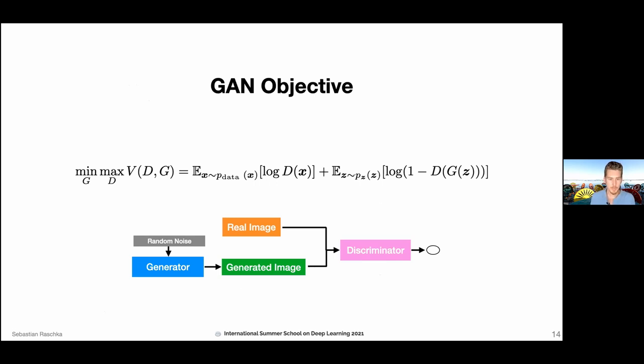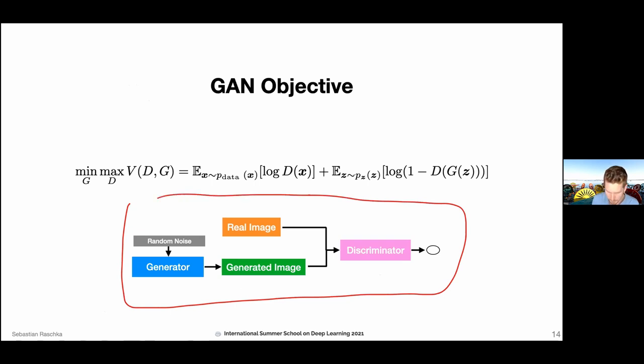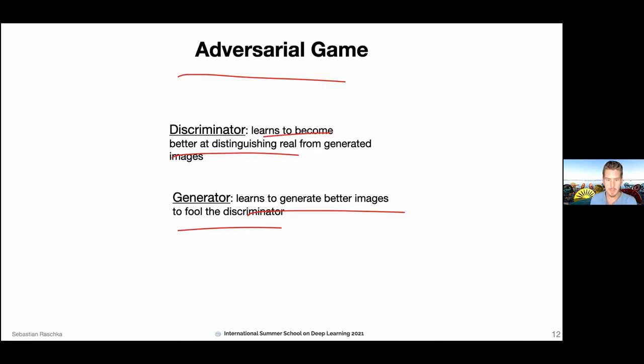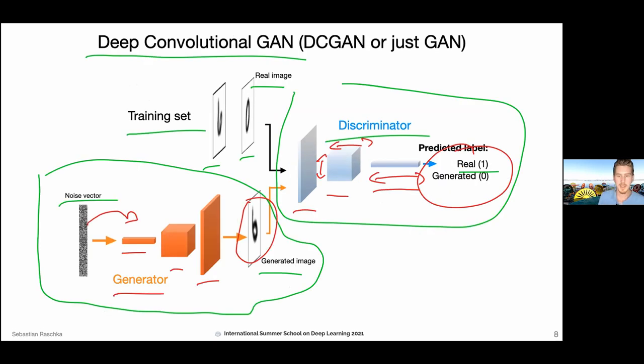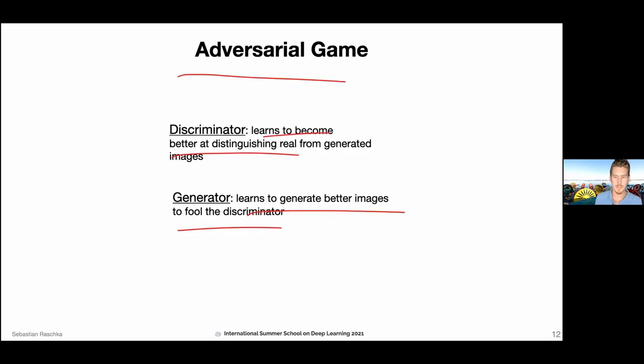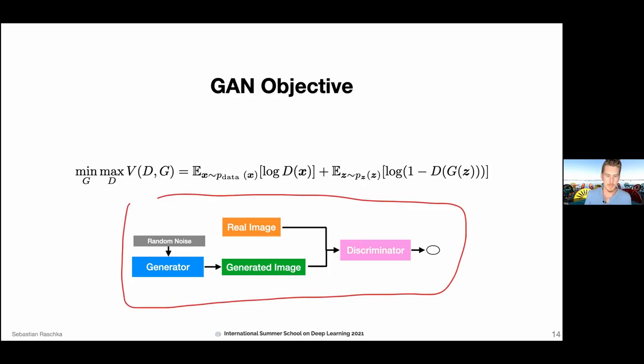I've taken this equation from the original paper. This is the GAN objective. At the bottom, this is just a summary of what I've just shown you. If I go back to the slides, I showed it like this, and I just summarized it for reference here at the bottom again. So it's the same setup. The generator receives a noise vector, it becomes the generated images through the generator, and the discriminator has to tell apart real versus generated images.